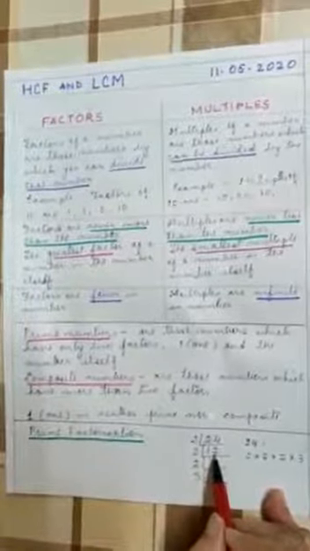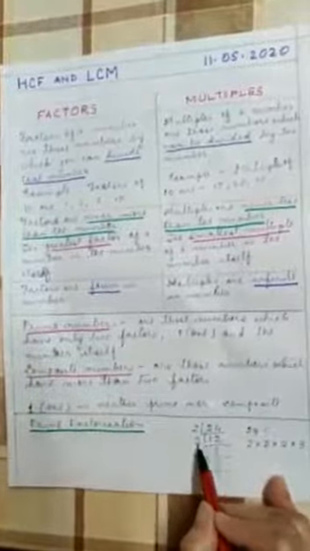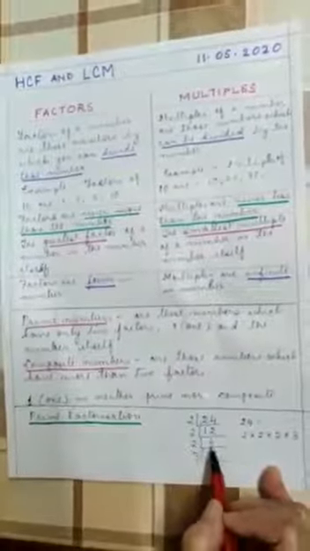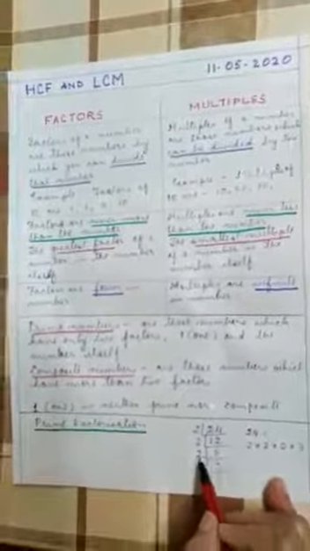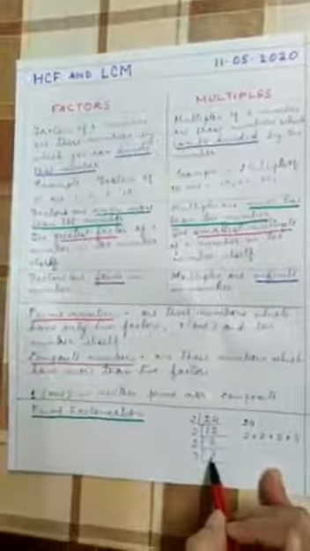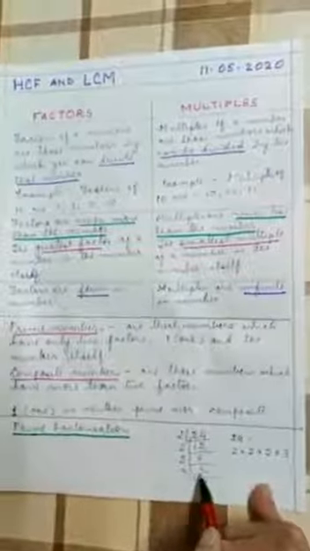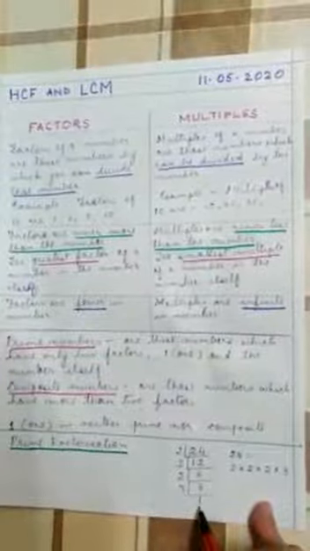Again, 12 is not a prime number, it's a composite number. So we'll again divide 12 by a prime number. Let's again divide by 2 because 12 is divisible by 2. We get 6. Again divide 6 by 2. We get 3. Now 3 is not divisible by 2, and 3 is also a prime number. 3 is not divisible by any number other than 3. So we'll divide 3 by 3. We get the answer 1.